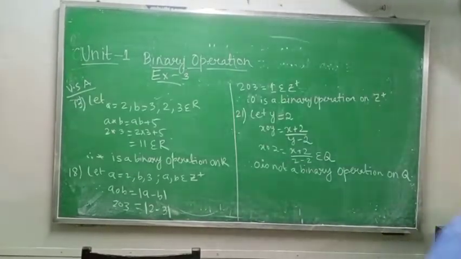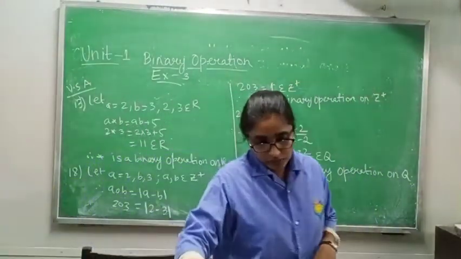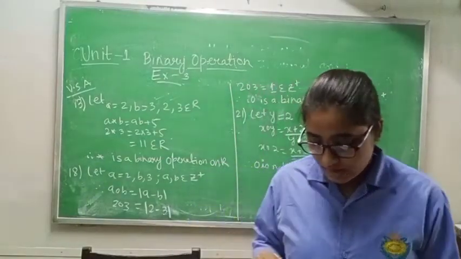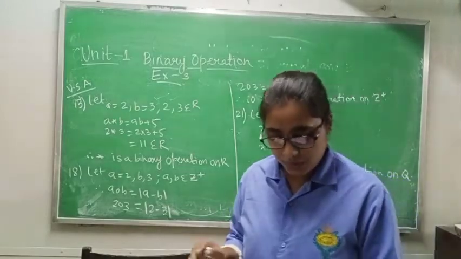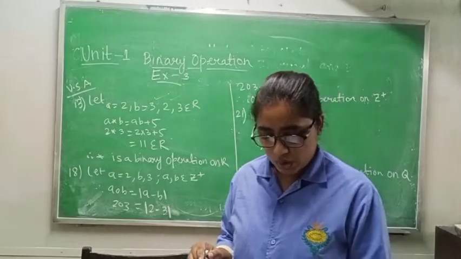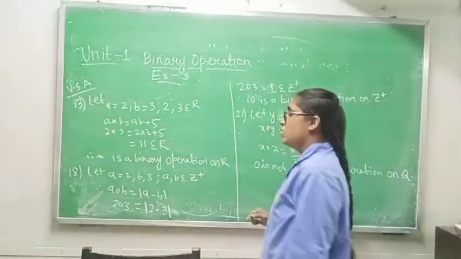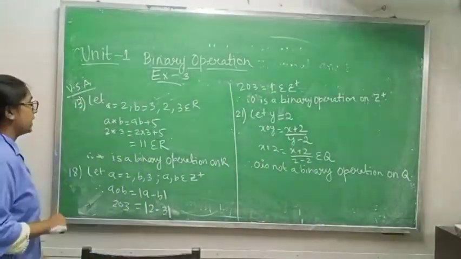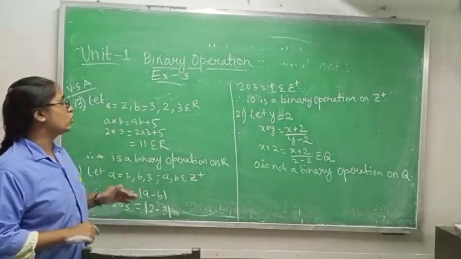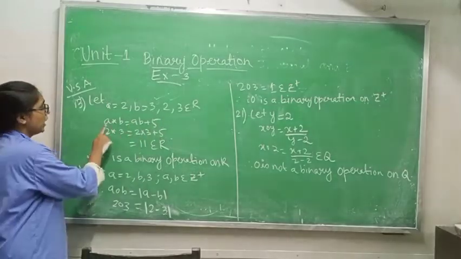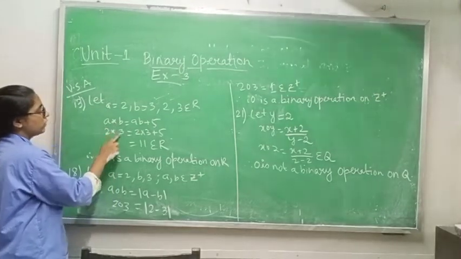Now class 12, come to question number 13 and read the question first. It is given in the question that an operation star is defined on the set of real numbers R by A star B equals AB plus 5 for all A, B belonging to R. Is star a binary operation on R? We have to prove this one. So again, what you will do: let A equal 2 and B equal 3, and 2 and 3 both are real numbers, so you will write 2, 3 belong to R. So A star B equals AB plus 5 is given to you. So in place of A you will write 2, in place of B you will write 3.